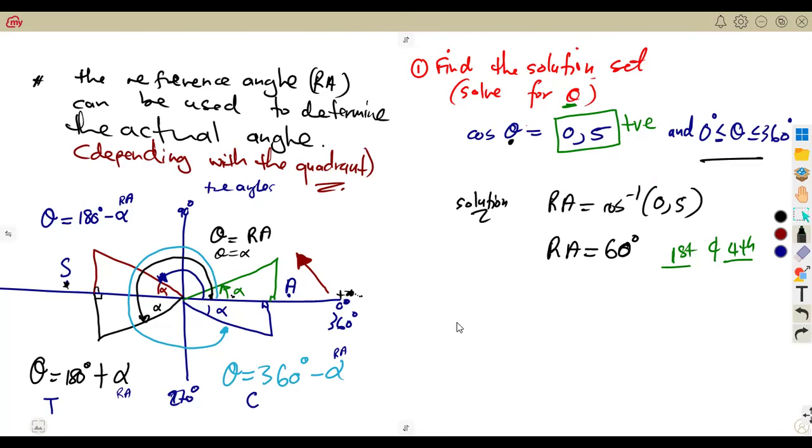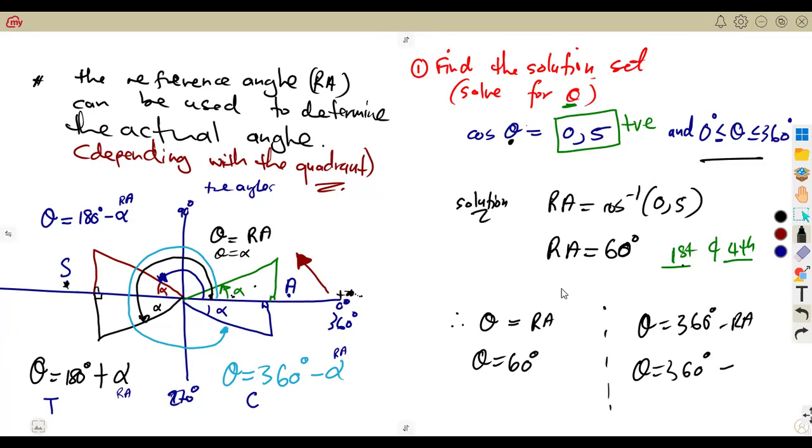So our solutions for theta now, according to the quadrants: in the first quadrant, theta is equal to what? The reference angle. And what is our reference angle there? 60 degrees. In the fourth quadrant, where cos is positive, what is our theta now? 360 minus alpha. 360 minus what? The reference angle. So theta is 360 degrees minus the reference angle, 60 degrees. So theta was going to be 300 degrees. So these are the two possible values of theta from the interval that we are given.